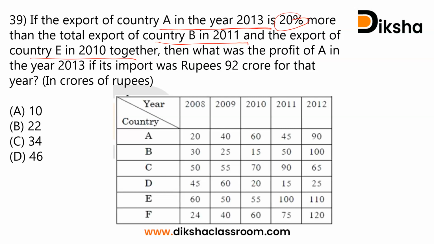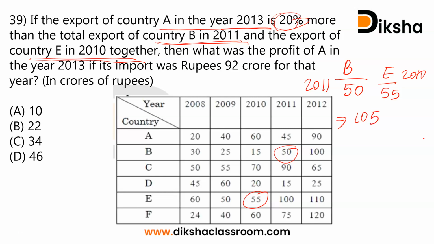So first of all, we have to find the total export of country B in 2011 and the total export of country E in 2010. And we have to find the total value. Then we have to find 20% of that. So the total export of country B in 2011 is 50. Then E in 2010 is 55. So the total value is 105.